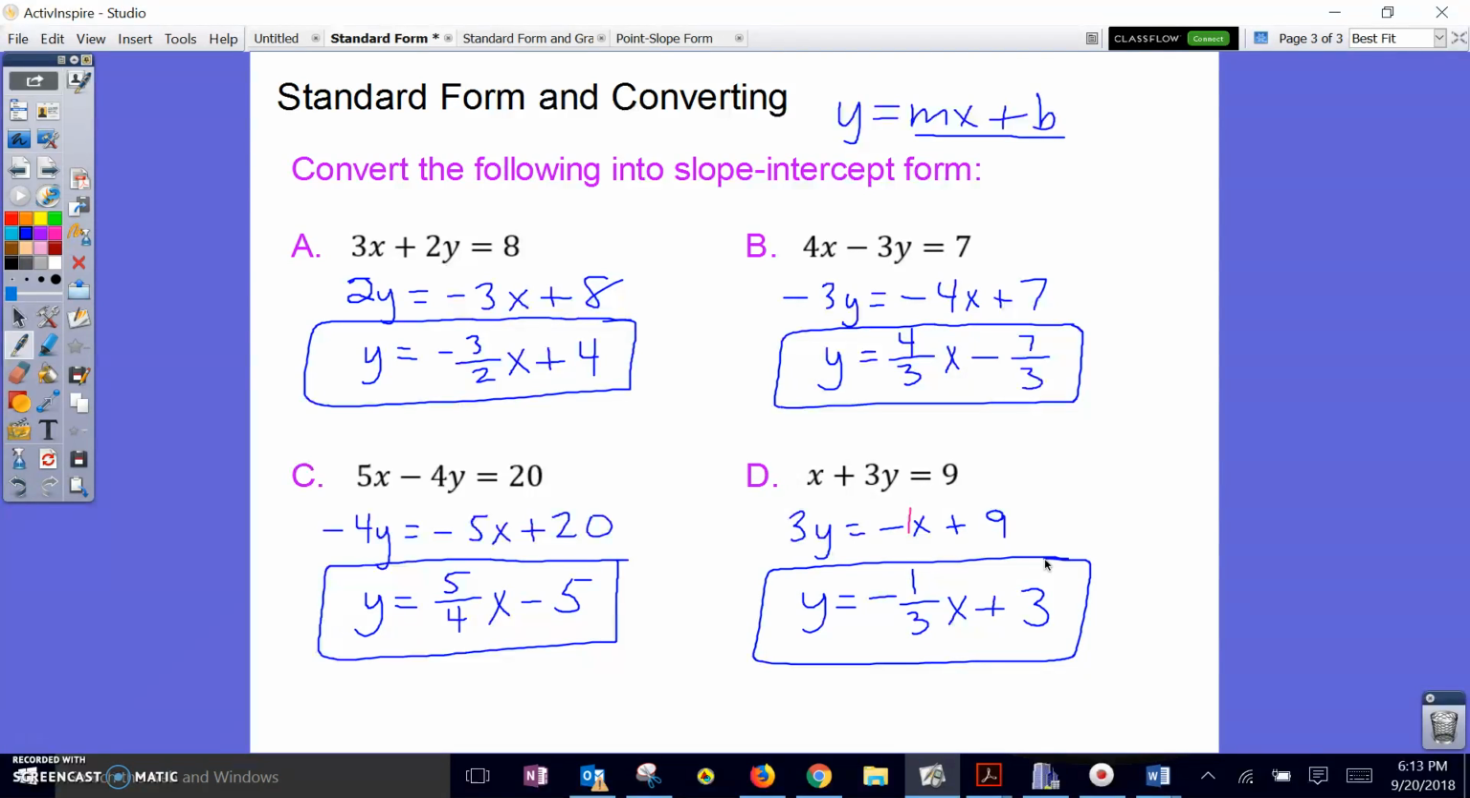So after watching this video, you should know what standard form is, and you should be able to convert from slope-intercept form into standard form, or really any form into standard form, and also to be able to convert from standard form into slope-intercept form.